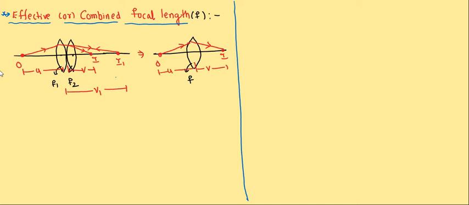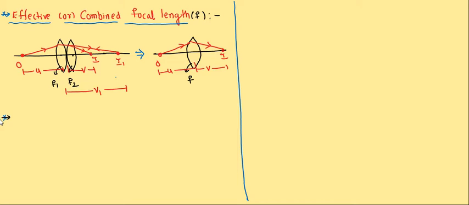Now I am going to derive the formula for the effective focal length or the combined focal length. That means if these two lenses act as one lens, then I am going to derive that effective focal length. Listen very carefully. It is very easy to derive. Now we will take it like this. The first derivation I will start.